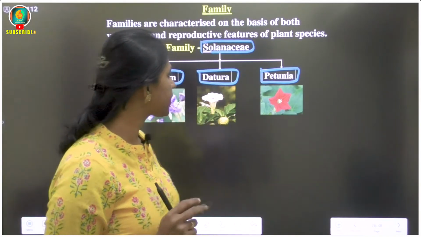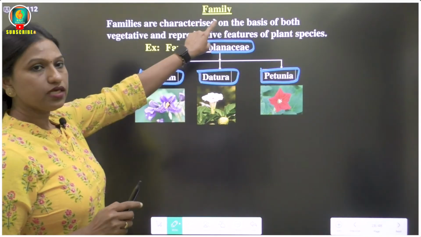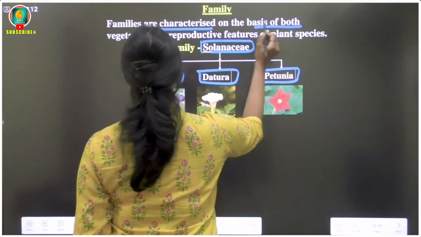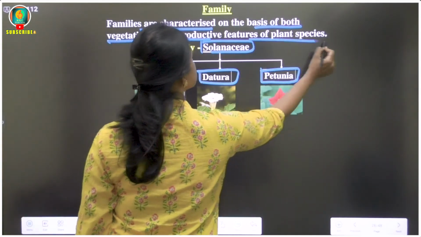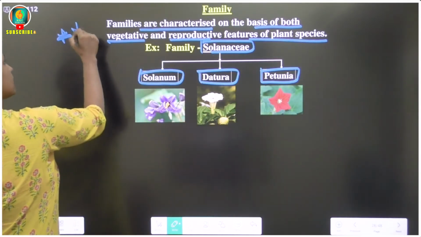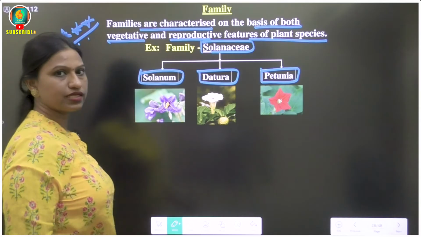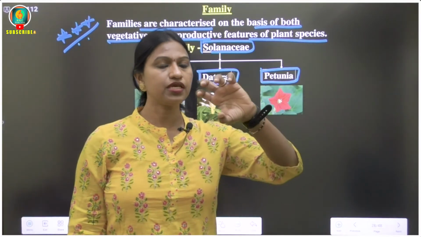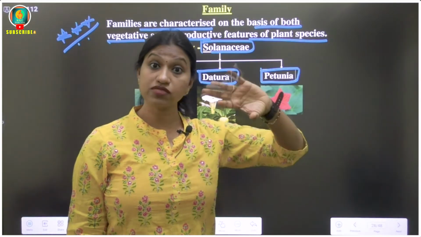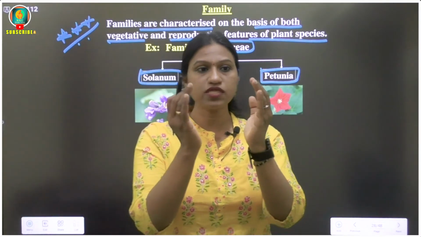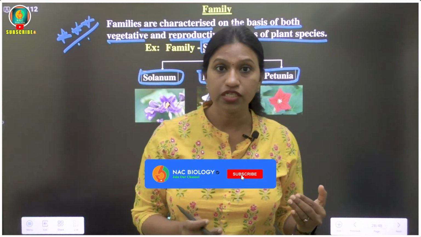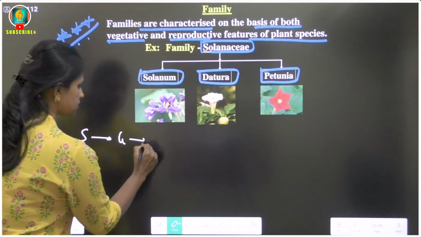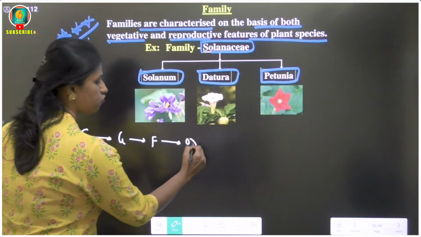But remember, in the case of plants, the families are characterized on the basis of both vegetative and reproductive features of plant species. Important line. It's a direct NCERT line, that's why I have put it as it is. So now, similar genera come under a family. Now, similar families, where do we have to put them? Into the same order. So species, genus, family, and now it has to move into the order.